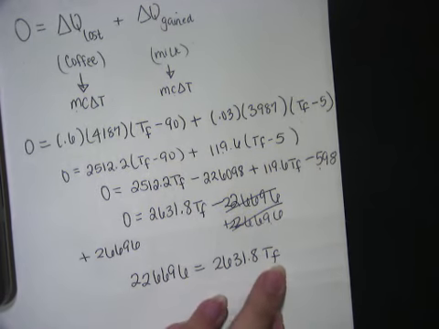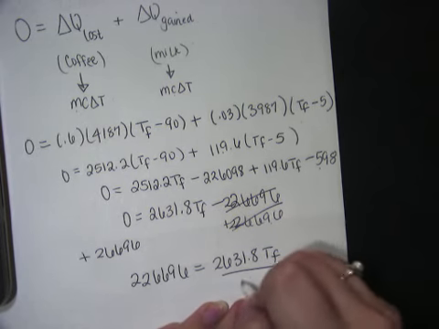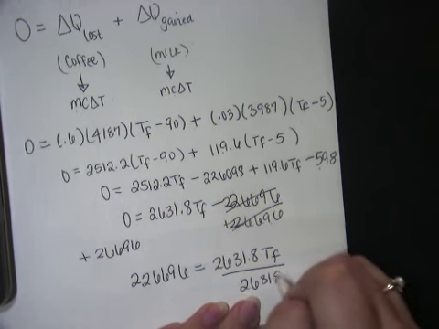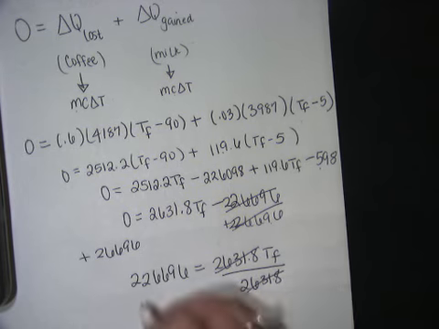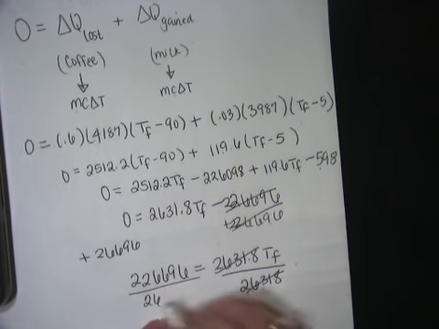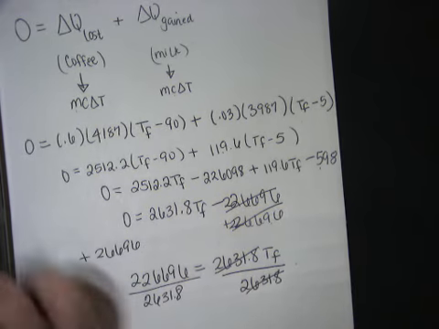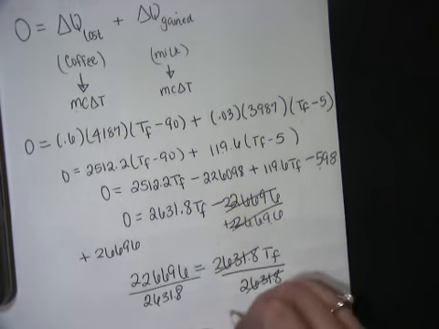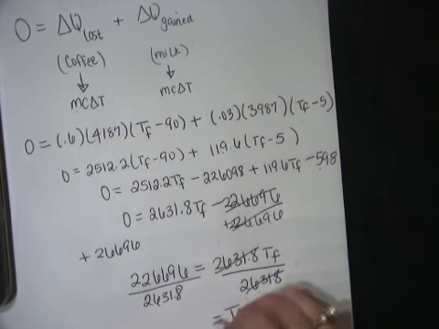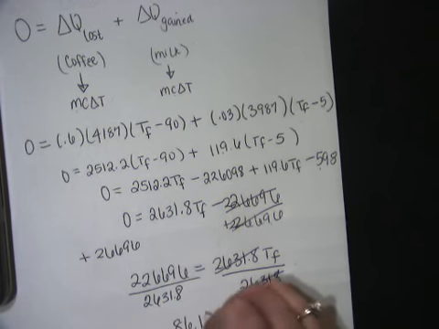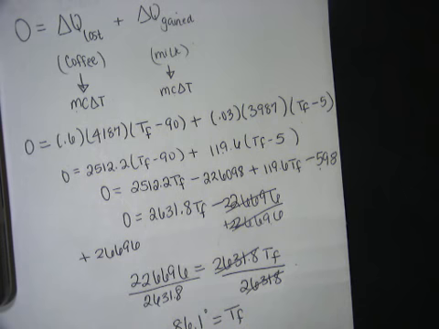All right, at this point what I can do to get TF by itself, since it's being multiplied, is go ahead and divide. And whatever you do to one side of the equal sign, you do to the other. And I get a final temperature of 86.1 degrees Celsius. And that's it.